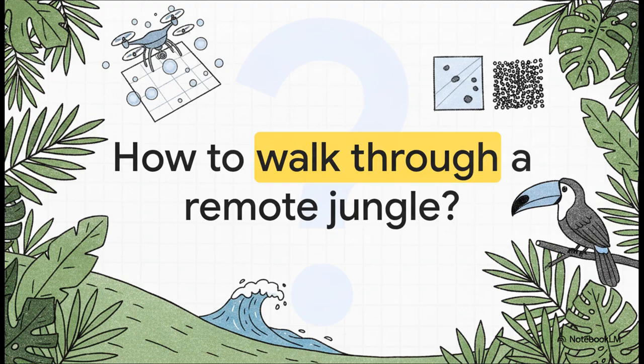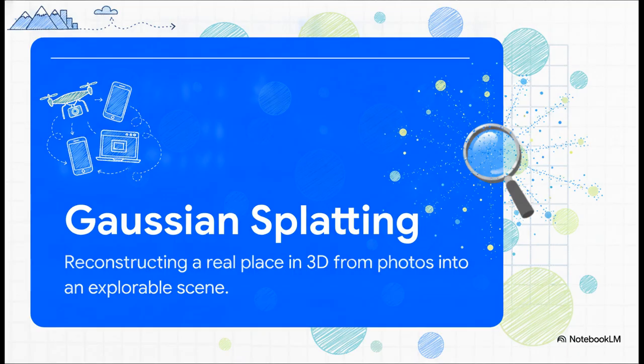Well, until now. Enter Gaussian Splatting, or as it's often shortened, 3D GS. And guys, this is where things get really interesting. 3D Gaussian Splatting is a revolutionary way of reconstructing a real physical place in 3D, and it does it using just ordinary photos or drone video. But instead of turning out some clunky, heavy architectural model, it creates a perfectly smooth, photorealistic 3D scene.